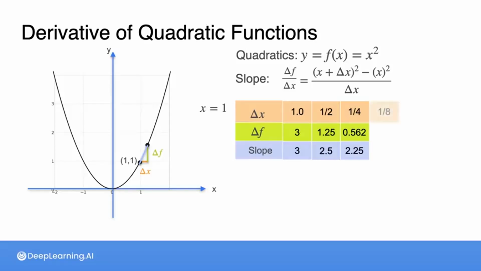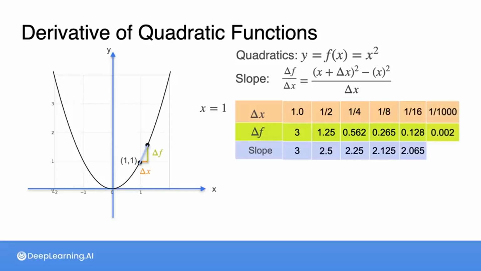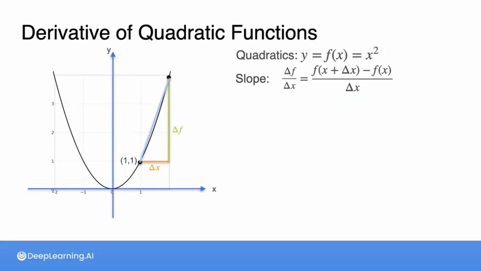So let's look at an interval of length 1 over 8. The slope is going to be 2.125. At an interval of 1 over 16, the slope is 2.065. And let's go extreme. Let's do an interval of 1 over 1,000. The slope is going to be 2.001. So it looks like the slope is going towards 2. And that's actually the answer. The slope at the tangent at 1 is 2. And notice that 2 is 2 times 1, and that's actually the formula, because the derivative of x squared is 2x.